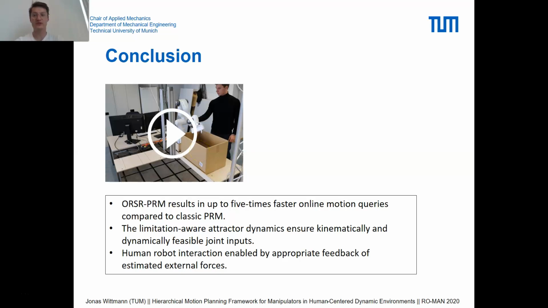In this work, we presented a motion planning framework to allow the operation of a manipulator in human-centered environments. A new sampling-based planning approach, the ORSR-PRM, as well as an attractor-based online trajectory submodule were introduced. By generating an efficient representation of the free task space in the generated roadmap, we get up to 5 times faster motion queries compared to classic PRM. The limitation-aware attractor dynamics ensure kinematically and dynamically feasible joint inputs even in the presence of dynamic obstacles or human interaction.